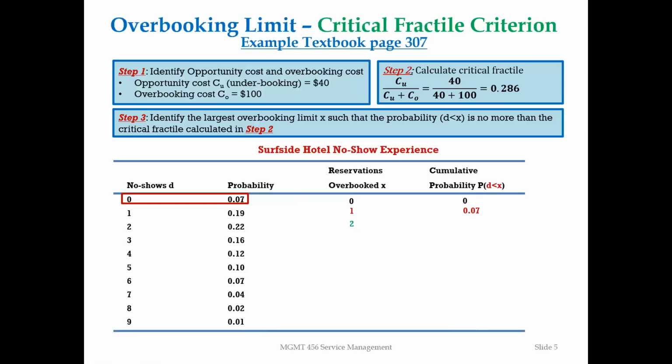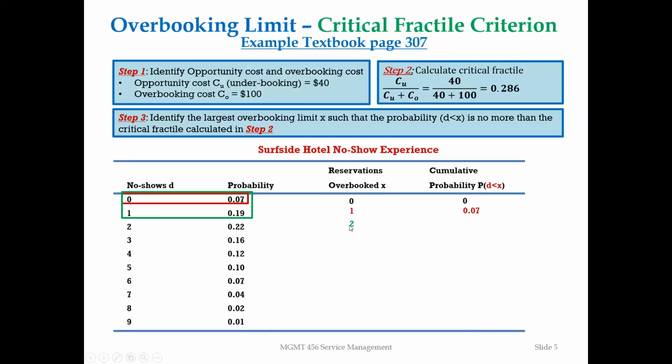So let's see what will happen if we overbook by 2. If we overbook by 2, under what conditions will D be less than X? X is 2, so D can be either 0 or 1. These are the only 2 possibilities. When D is 0 or 1, D is less than X, and X is 2. So we highlight these 2.